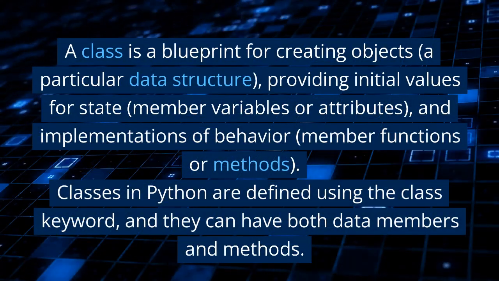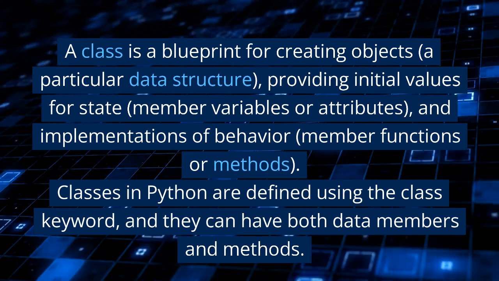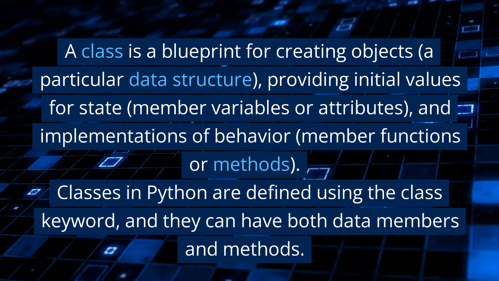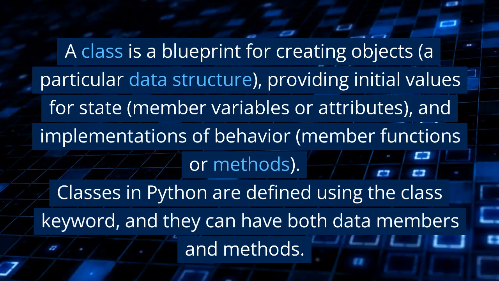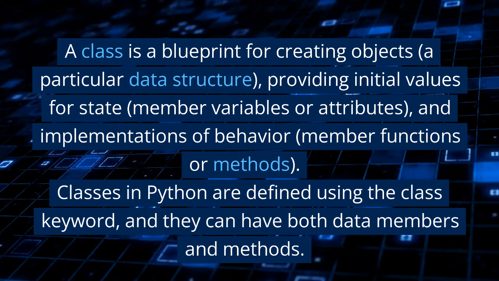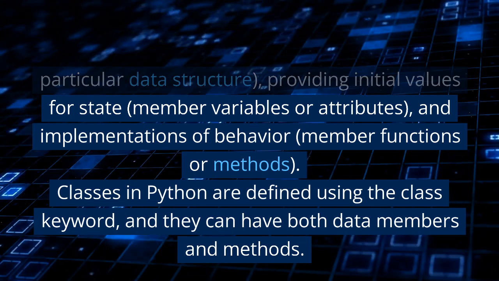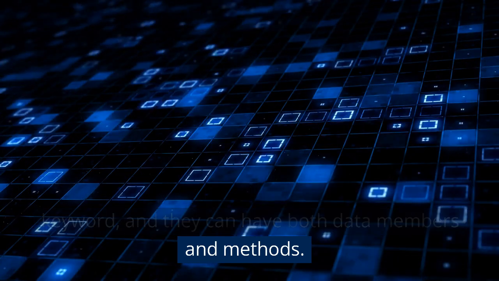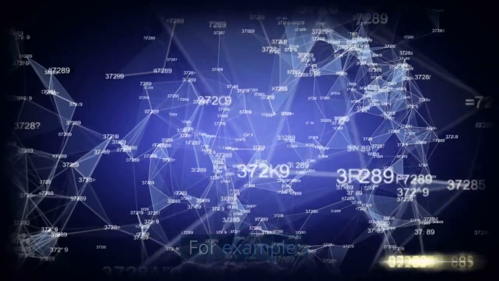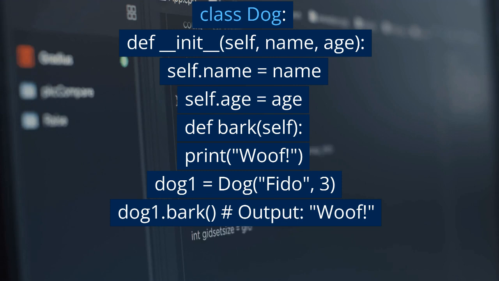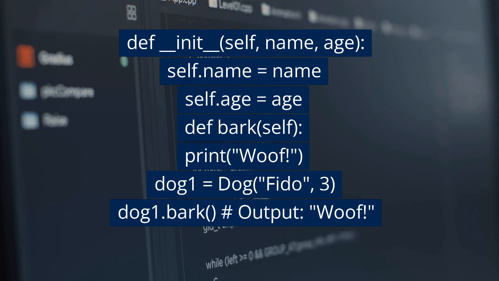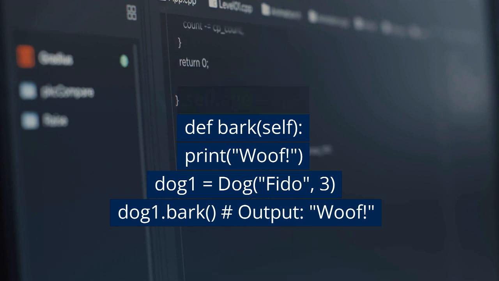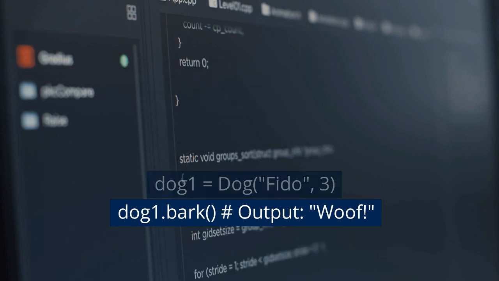A class is a blueprint for creating objects, a particular data structure, providing initial values for state, member variables or attributes, and implementations of behavior, member functions or methods. Classes in Python are defined using the class keyword, and they can have both data members and methods. For example, class Dog: def __init__(self, name, age): self.name = name, self.age = age, def bark(self): print("woof"). dog1 = Dog("Fido", 3), dog1.bark() # output: woof.